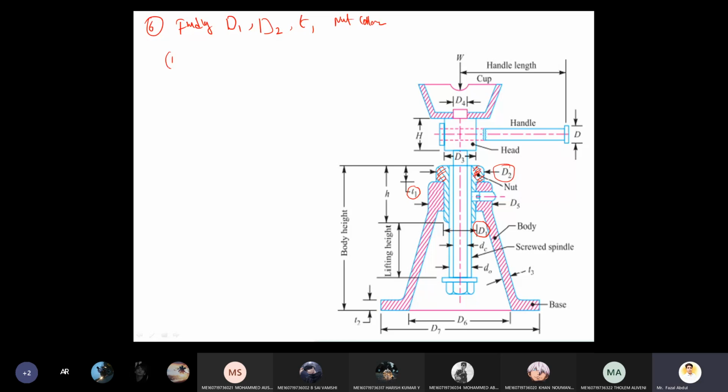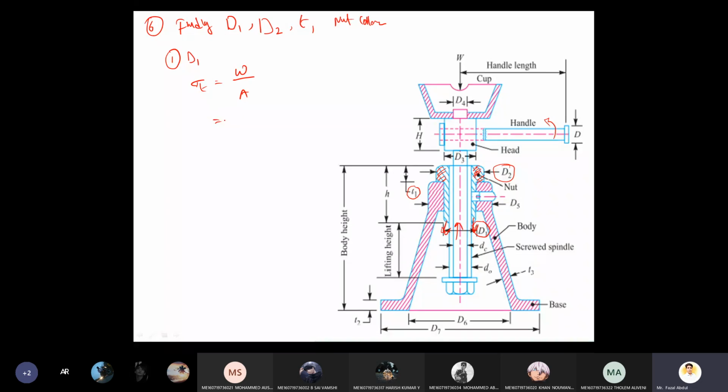First one, D1, I am calculating. For D1, we consider the tensile stress for the nut, because while we are rotating this spindle, the screw is subjected to compressive stress, because this nut is pulling the screw in the upward direction. So the nut is pulling, which means automatically this nut is subjected to tensile stress. That's the reason for tensile sigma t equals, what is the equation generally? Load by area.